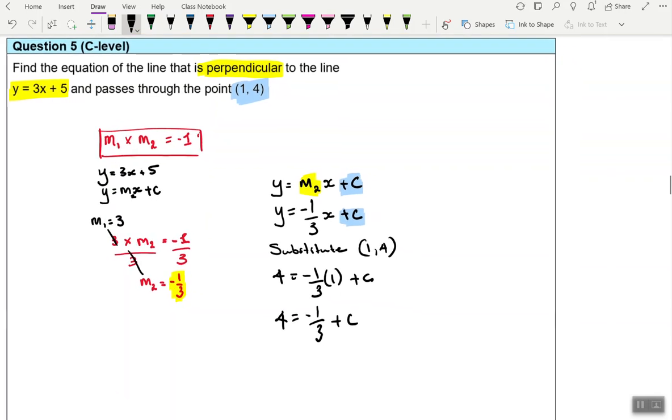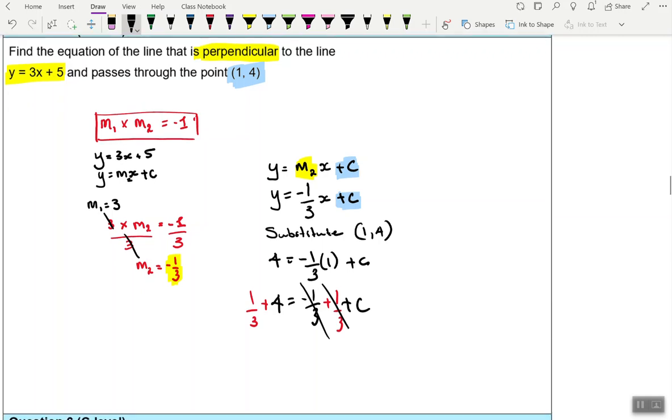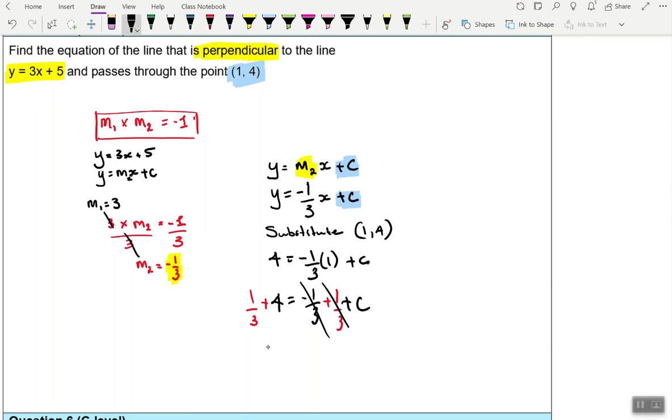Okay, from there I will add 1/3 on both sides. So I'll just rewrite this to make some space. So I will add 1/3 on both sides so that this -1/3 and +1/3 can cancel out, give me 0. And what will be left on the left hand side here is 4 and 1/3. 4 plus 1/3 will give me 4.3 equals c. So I've calculated what c is.